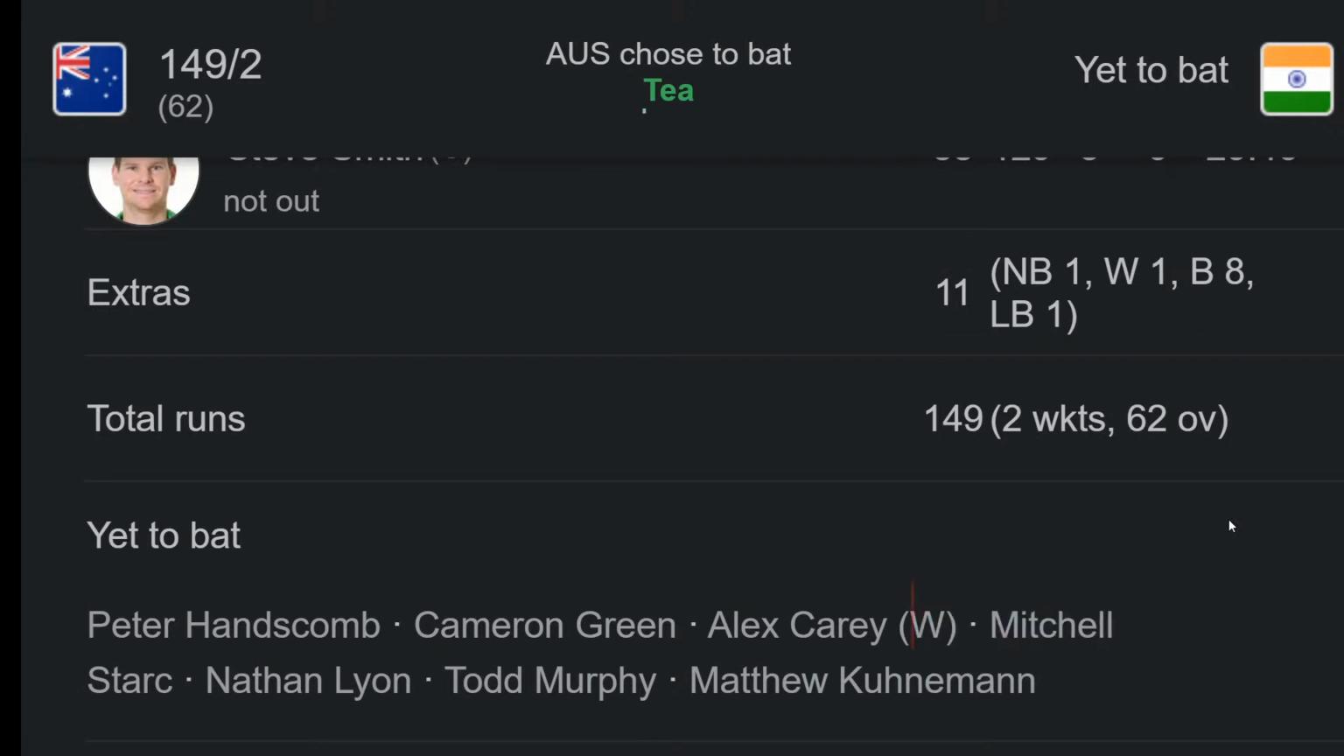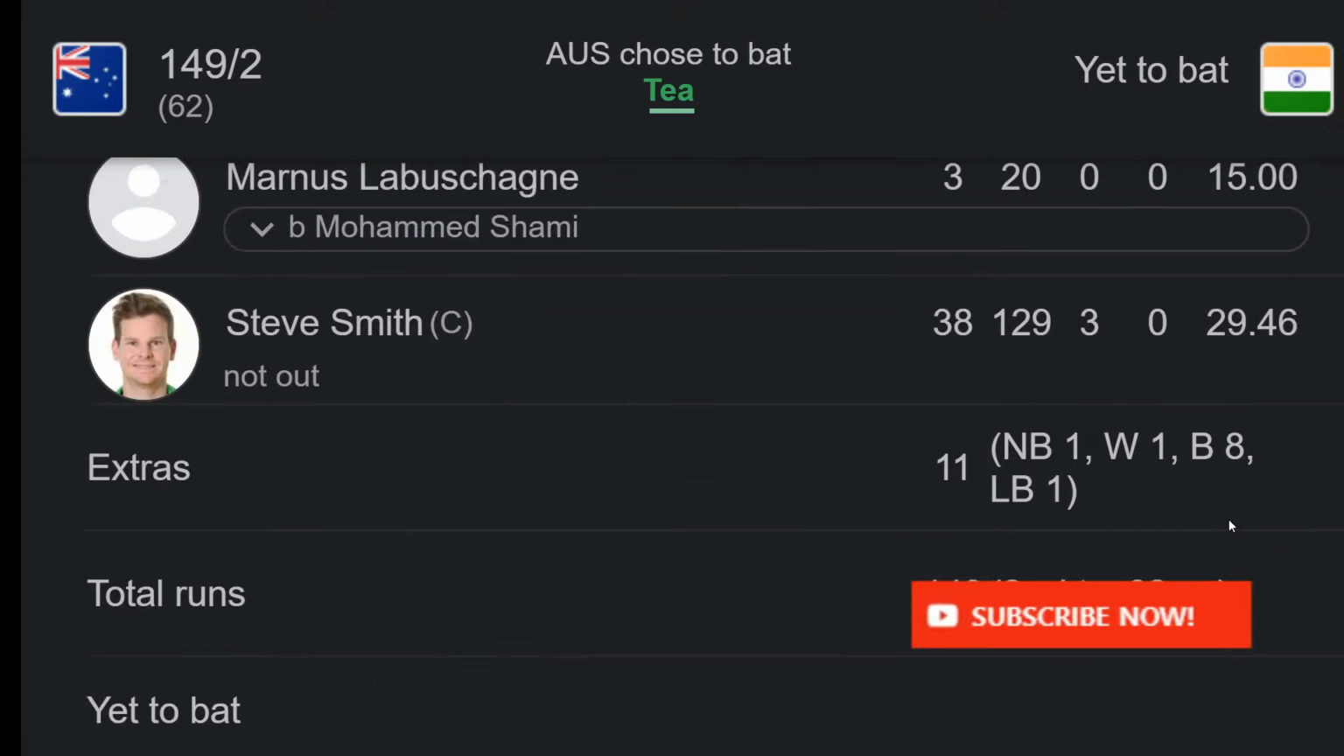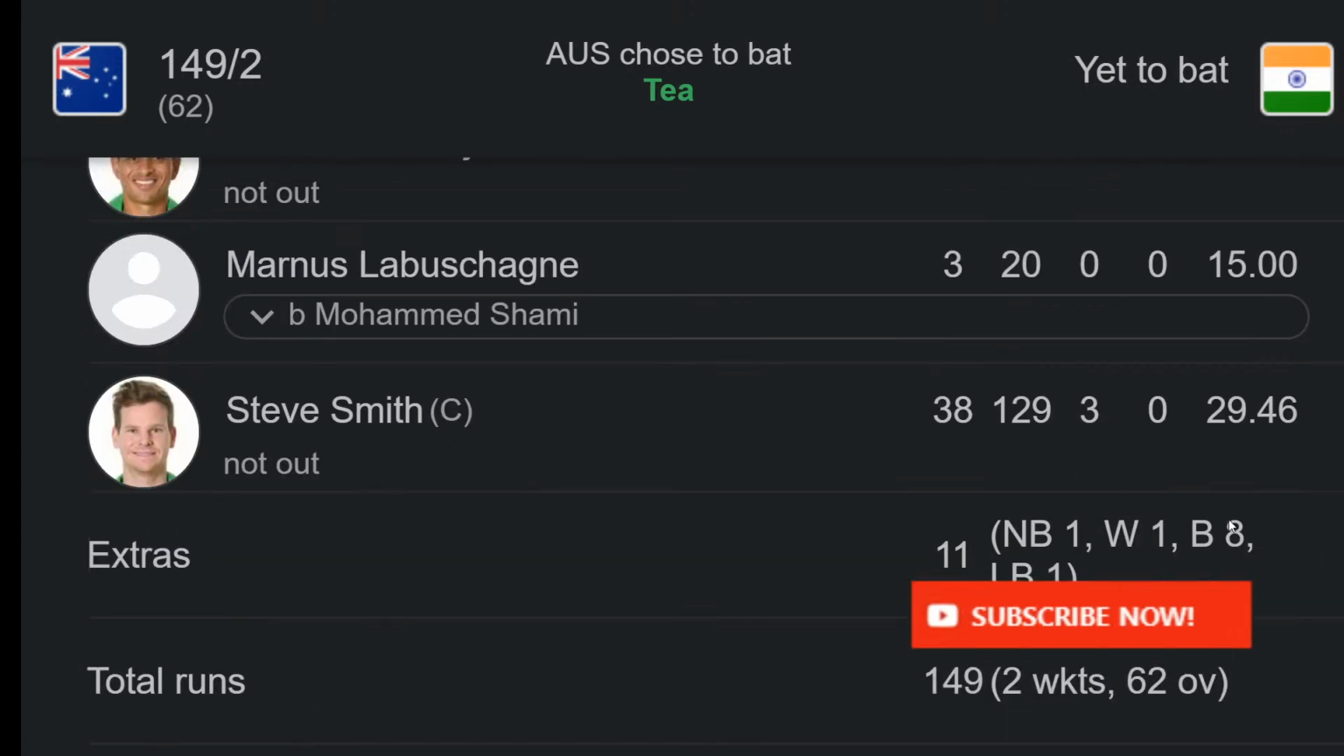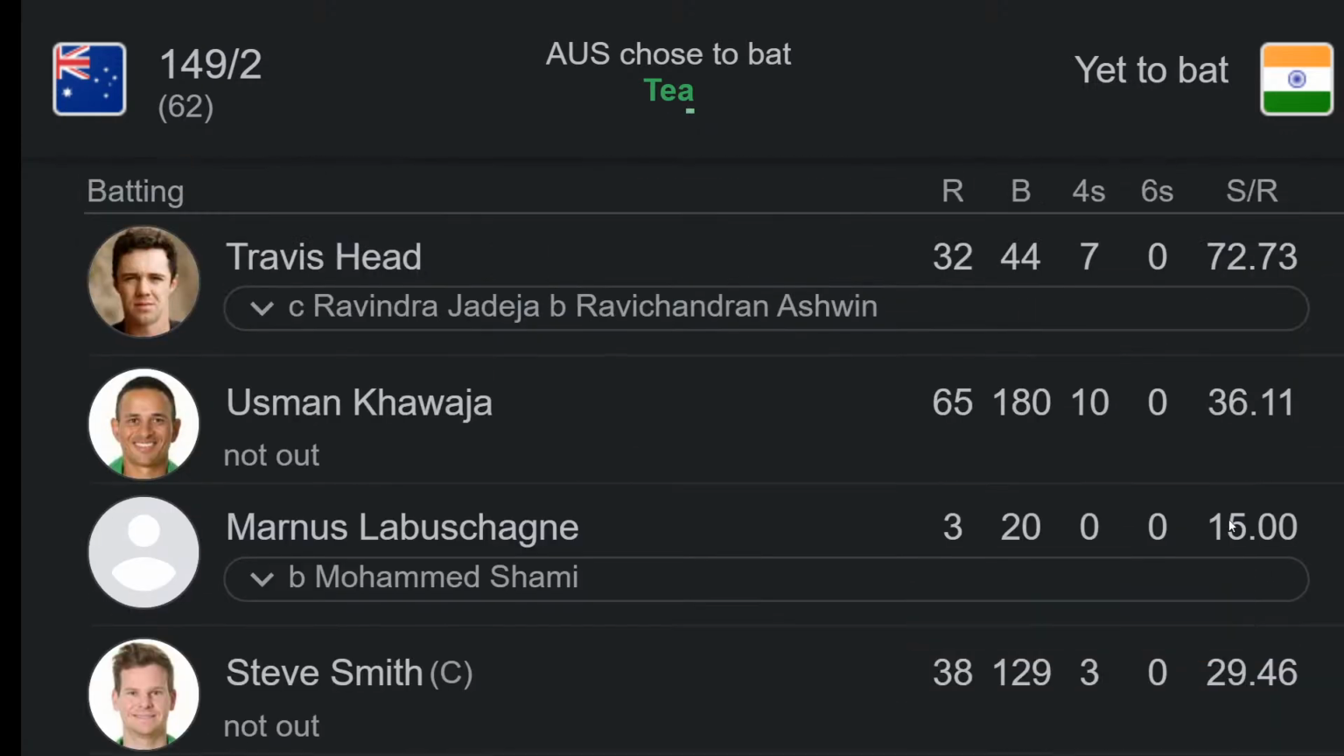So Australia has done quite well in their first innings. They have scored 149 runs for the loss of 2 wickets.